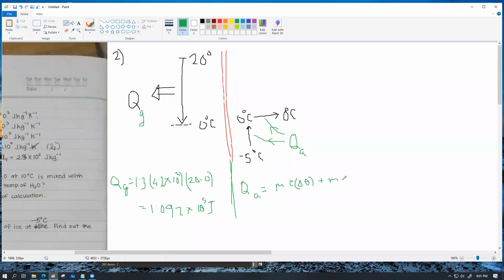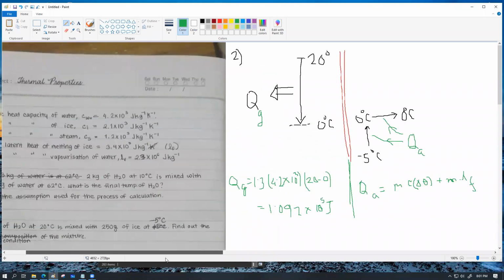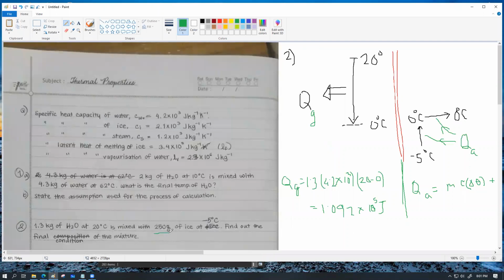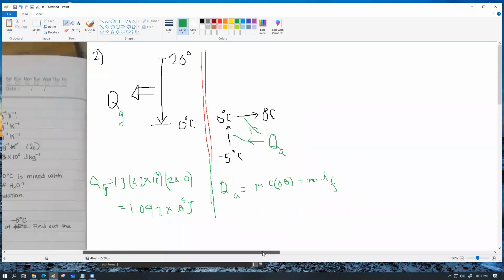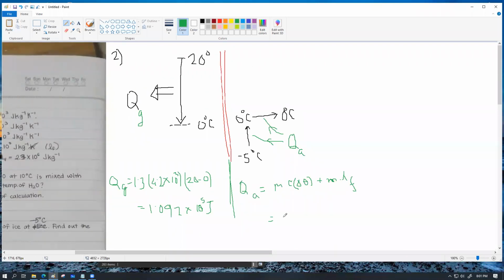Plus MLF. Now, what I can essentially ensure is that this mass that we are working with is the same for the ice mass. So I can pretty much take the mass common from both of these parts because we are working with the same amount of mass. How much mass was that? This was 0.25 kg of ice. Important that we place it into SI unit because every other constant is also given in SI unit. So I'm going to take 0.25 as common. But if you don't want to take it as common, you can write it as a whole as well. I like to do it that way.